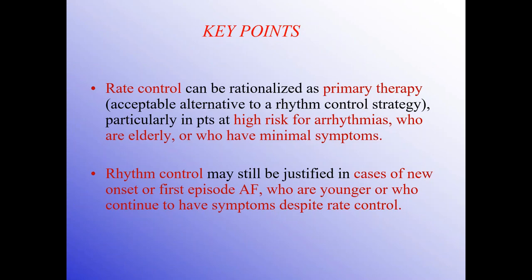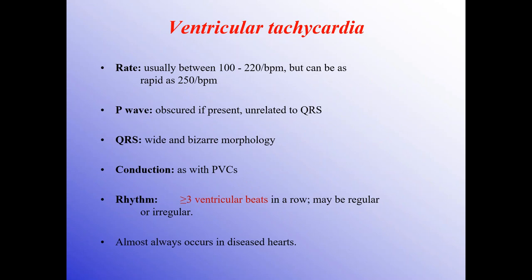Okay, and now the key point: rate control can be the primary therapy in a patient where you're just controlling the rate. In elderly patients with a high risk of arrhythmias and minimal symptoms, you don't want to go ahead and cardiovert them again or give them antiarrhythmics, which can be proarrhythmic. So rate control can be an acceptable option. But rhythm control, that means you want to make them normal, should be the option in patients who are younger because they have a very long life to live, in the first episode of AF to try to prevent further AF, or in those who continue to be symptomatic despite maximum rate control. Now let's go to ventricular tachycardias.